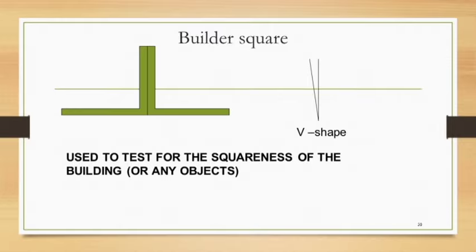Then you have got your builder square, and in terms of the builder square, the function of it is just to determine the squareness of the building, either the inside or the outside.